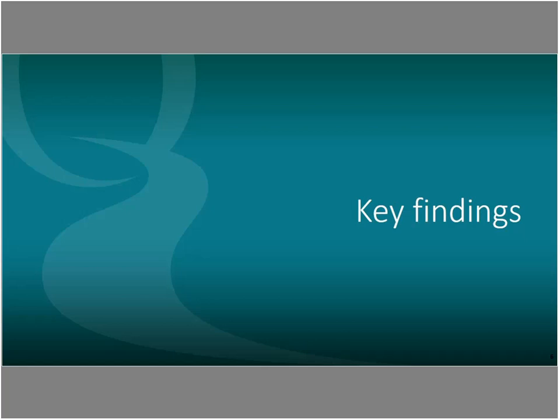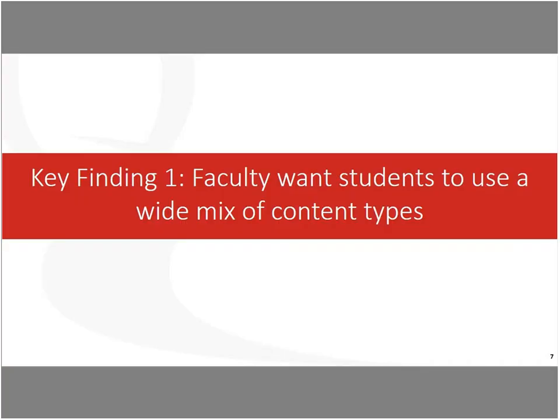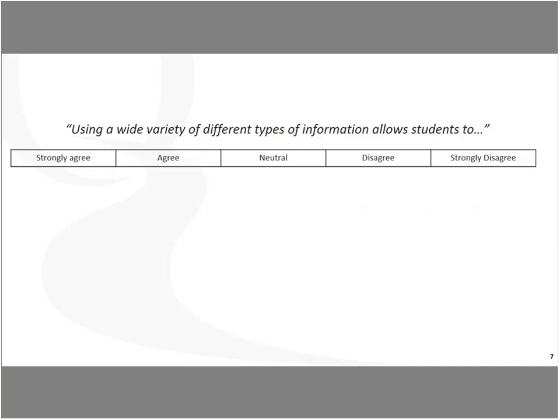So this survey led to some really interesting results, and while we analysed the data, 4 key findings emerged, and we're going to talk in detail about those now. The first was around lecturers and students, and what we found was that faculty really want students to use a wide mix of content types.